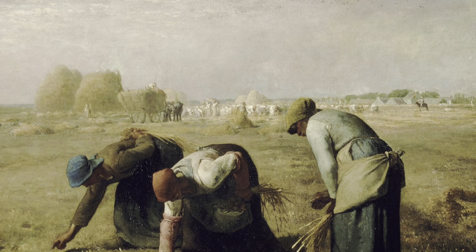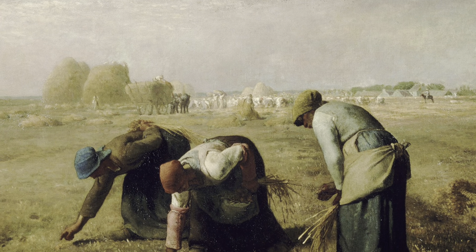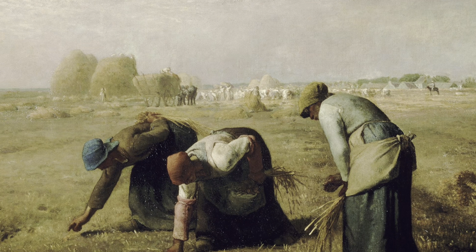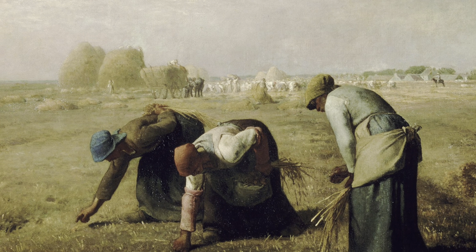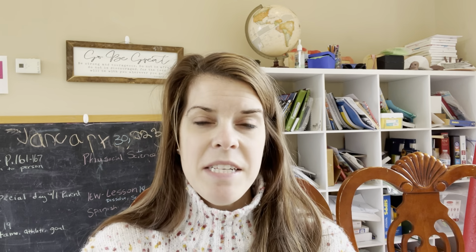The fourth piece of artwork that we're going to study is called The Gleaners. The Gleaners was painted in 1857 and is currently in a museum in Paris. The painting covers one of Millet's favorite subjects to paint, which is peasant life. As you can tell from a lot of his paintings, he likes to paint about peasant life.